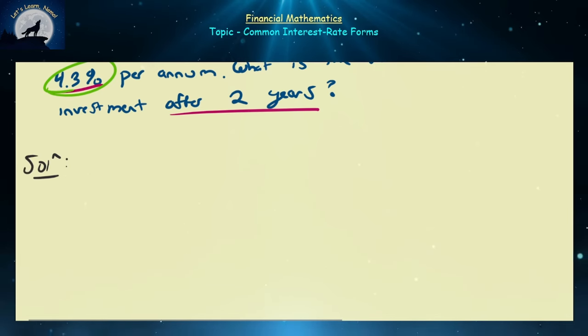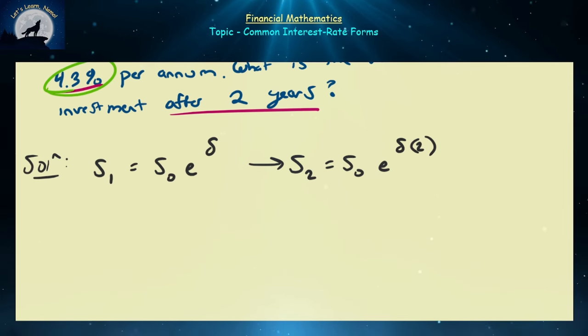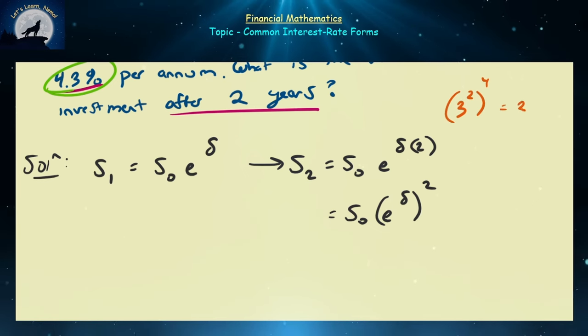If we want to solve this using the structures that we've already built, S1 will be equal to S0 times e to the power of delta. And if we want to go 2 years, S2 is going to be equal to S0 times e to the delta times 2. Keep in mind, this is also equivalent to S0 times e to the delta, all squared, because when you have a power to a power, you multiply. For example, 3 squared to the power of 4 is the same as 3 to the power of 2 times 4, which is the same as 3 to the power of 8.